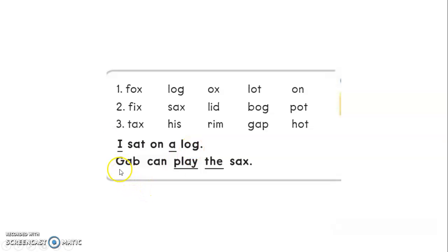Let's sound this one out. G, ab, gab. K, an, can. Play, the. Ax, sax. Let's read it the fast way. Gab, can, play, the, sax. What we do when we read sentences like we will in our story to follow is we sound out the word and then we read it the fast way.